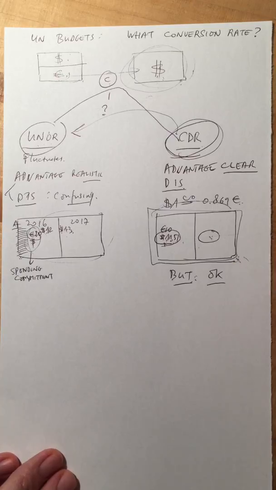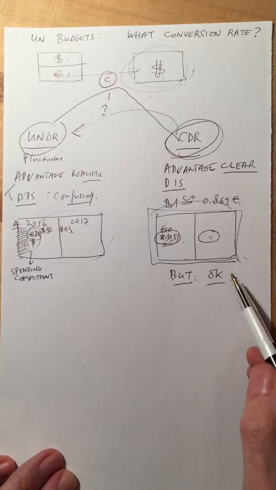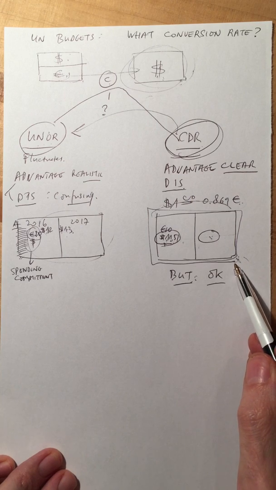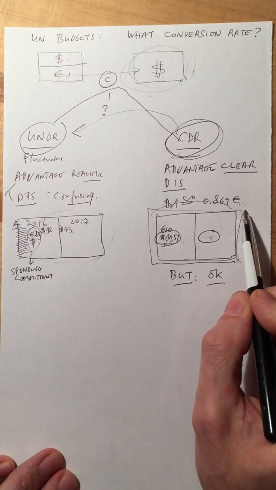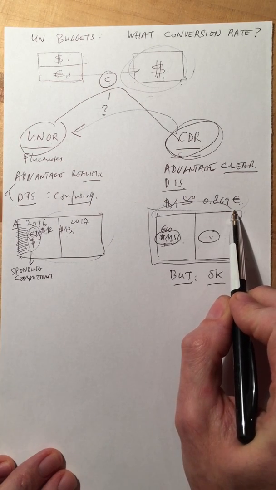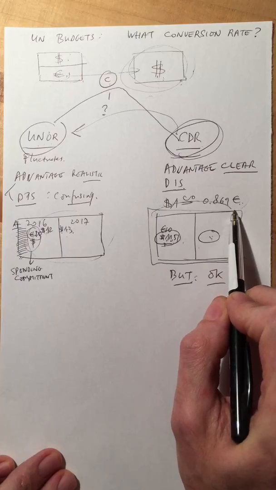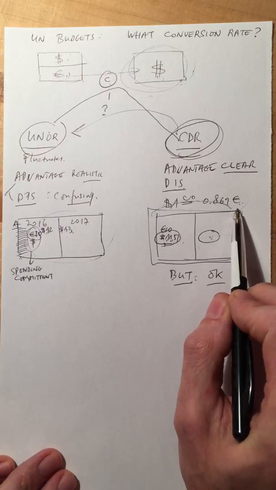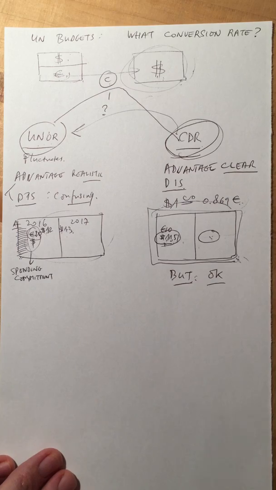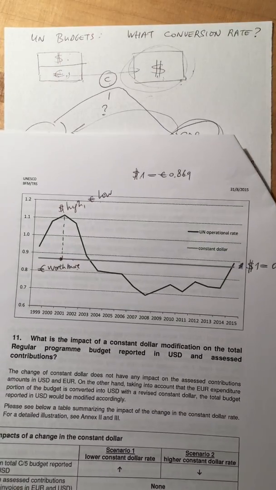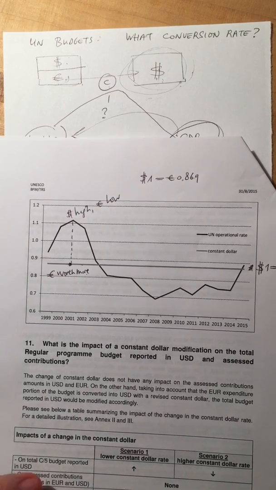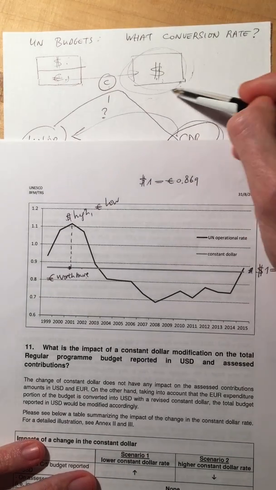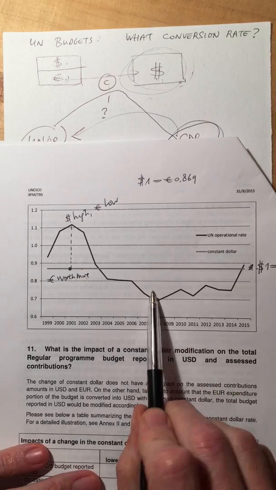This brings us to the situation of UNESCO, because in UNESCO, the constant dollar rate, this one, has not been changed for 20 years, since 1996. And that gives us a situation, and it's presented here, in which the budget presentation, this one, is not very realistic. Look at this graph.